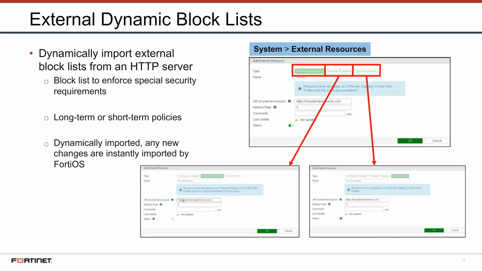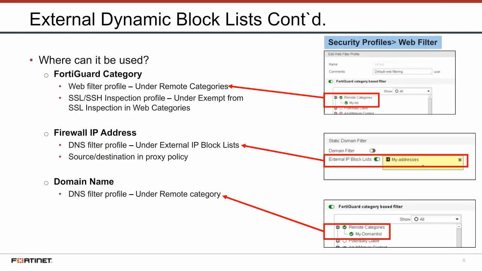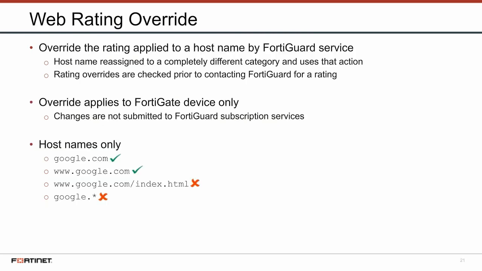Refresh rate. Using this setting, you can specify how often in minutes block lists can be refreshed from the external source. The size of the block list file can be 10 megabytes or 128,000 lines of text, whichever is most restrictive. Note, the DNS profile supports only IPv4 addresses and will ignore IPv6 addresses. Dynamic block lists can be added to web filter profiles and SSL inspection exemptions, DNS filter profiles, and source/destination addresses in proxy policies.